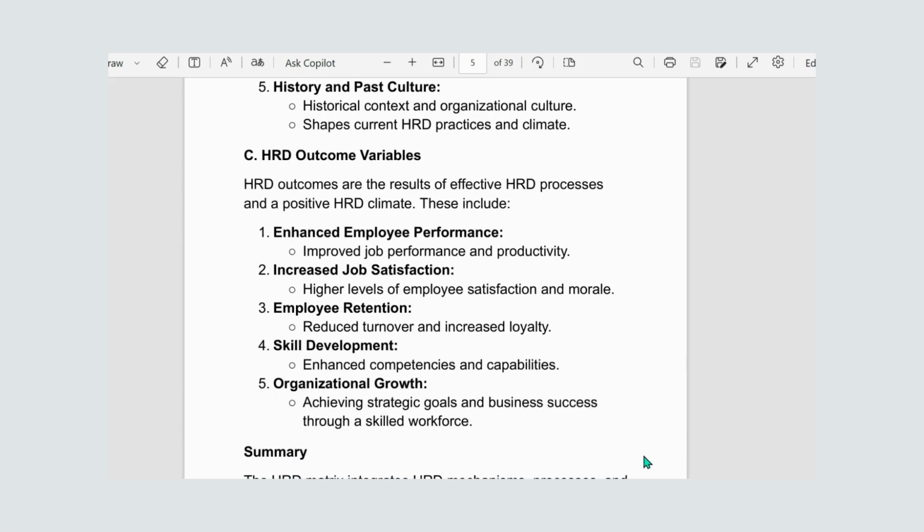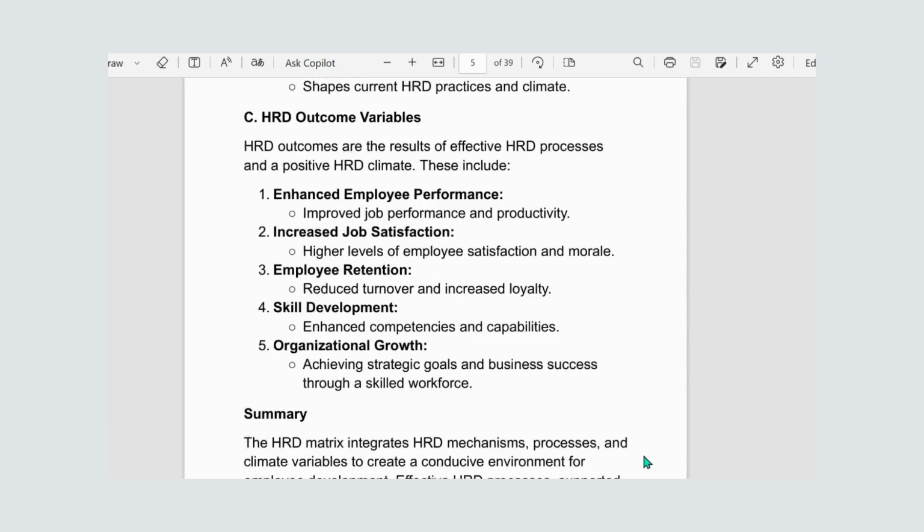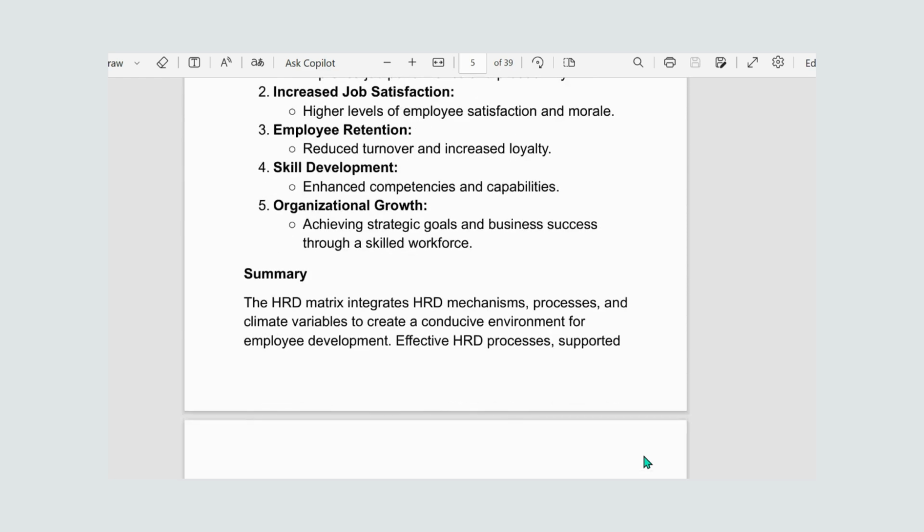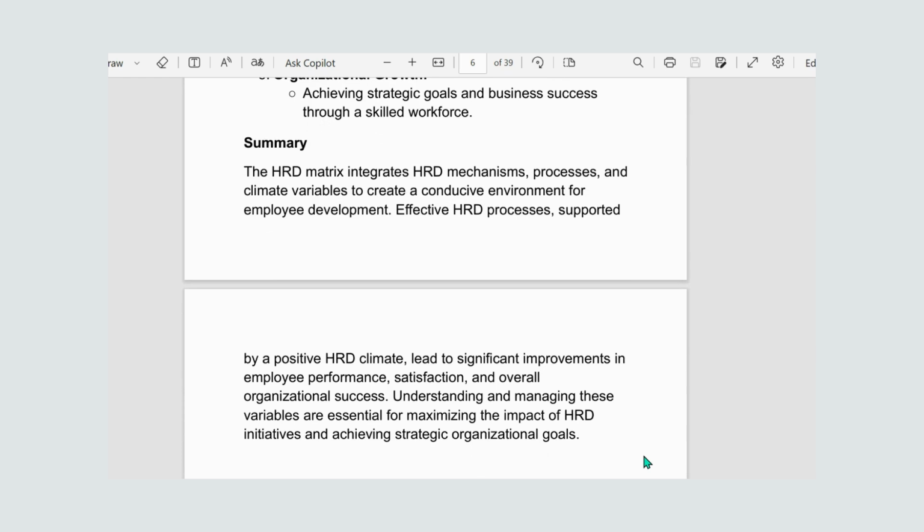So in summary, we can say that HRD metrics integrate the HRD mechanisms, the processes, and the climate variables to create a conducive environment for employee development. This helps in building a positive HRD climate, also bringing about improvements in employee performance. Understanding all these variables is very essential for maximizing the impact of HRD initiatives and achieving strategic organizational goals.